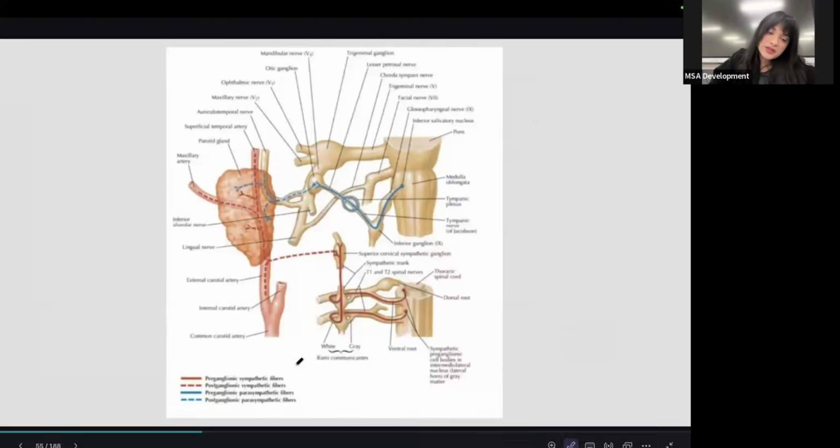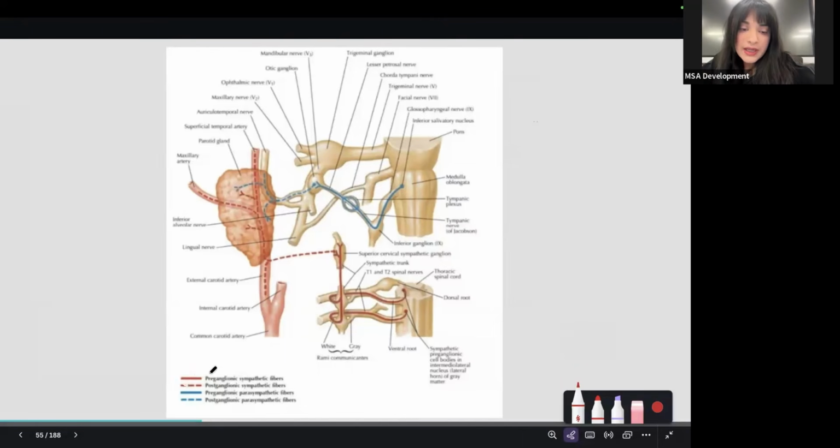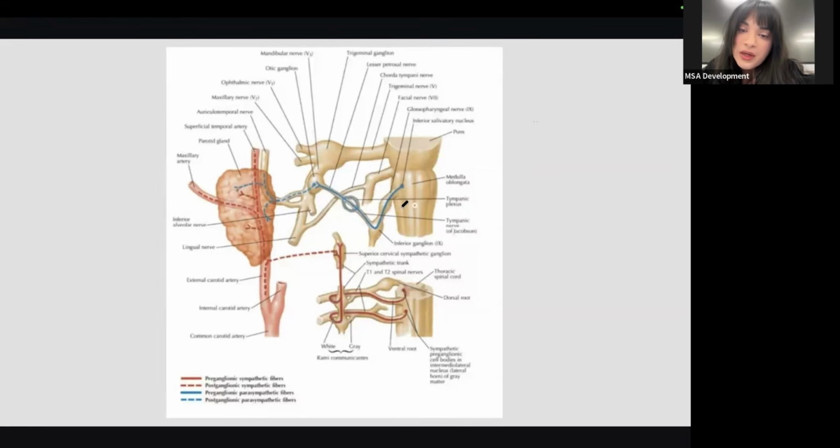This is just, okay, let's go through this. Okay, so the red one is sympathetic. So this is sympathetic on this side. The blue one is parasympathetic, so it's on this side, right? So let's look at the blue one first, which is parasympathetic.